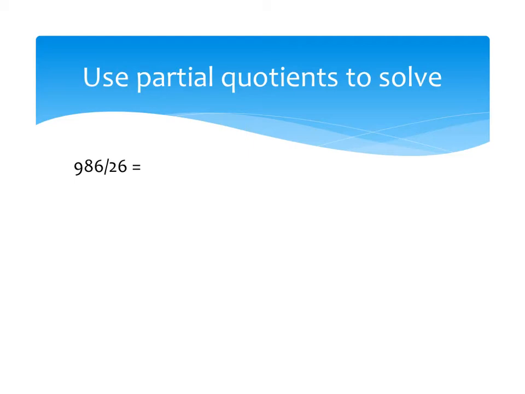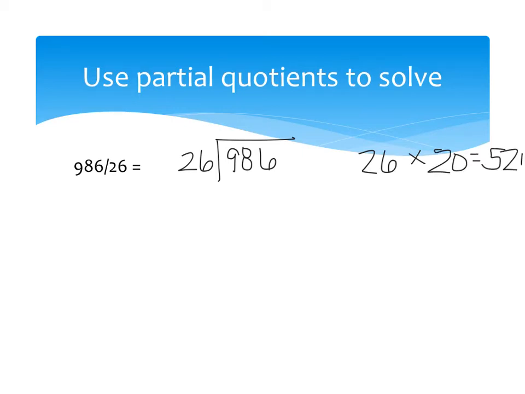I'm going to go ahead and rewrite this in a way that's easier for me to solve. So 986 divided by 26. I want to multiply my divisor, in this case it's 26, by a nice round number like 10, 20, or 30. I happen to know that 26 times 2 is 52. So 26 times 20 would be 520. 26 times 2 is 52. Bring your 0 over.